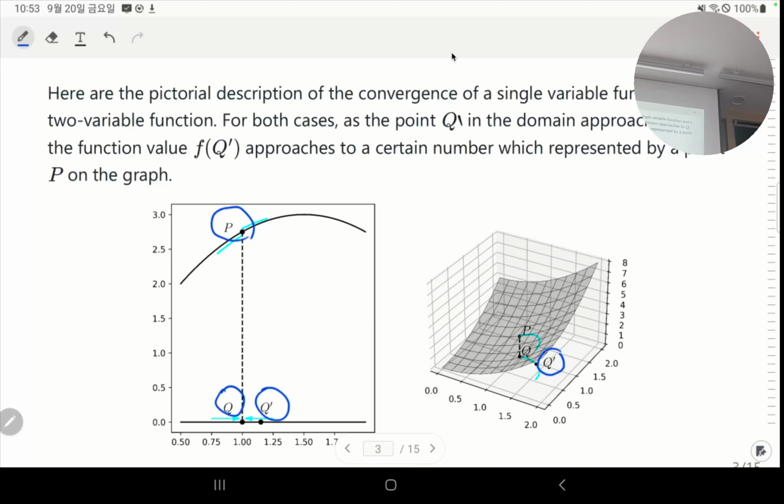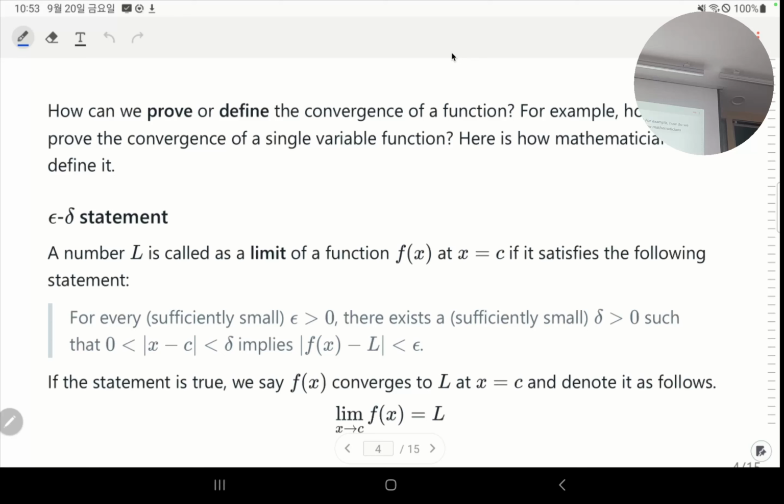So here the problem is, in the single variable case, you have only two ways of approach. You can either approach Q from the left or right. There are only finitely many ways to move your point. But in the two variable case, you have an infinite number of ways to move your point. So simply checking the left limit and right limit doesn't generalize to the two variable case. So we have to use the notion of the epsilon delta statement.